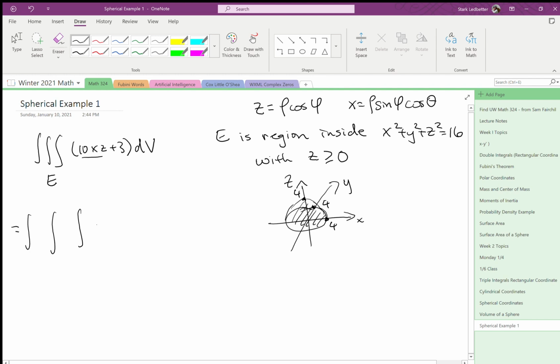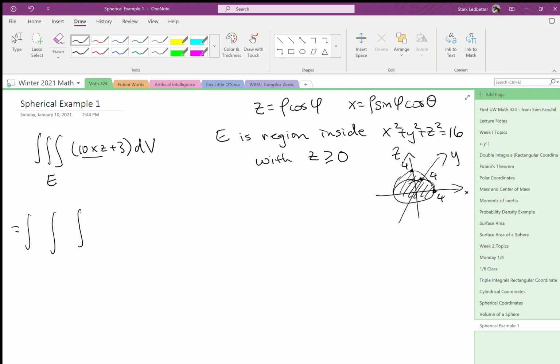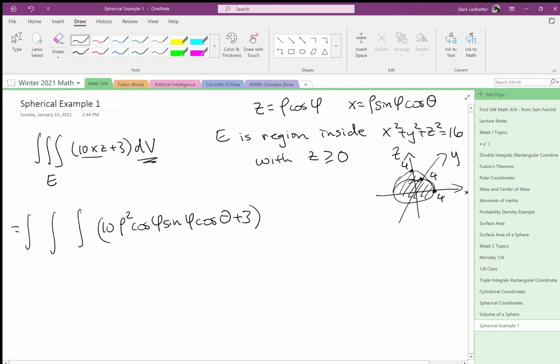Okay, so we get 10. Maybe I'll move my picture over because I might need a little bit more space. Okay, so I'm going to get 10 rho squared cosine phi sine phi cosine theta plus 3. And then this dV, remember, was equal to an ugly thing as well. That's rho squared sine phi d rho d phi d theta.